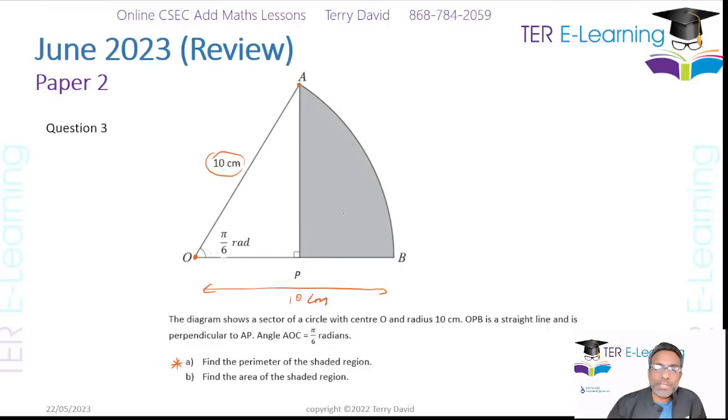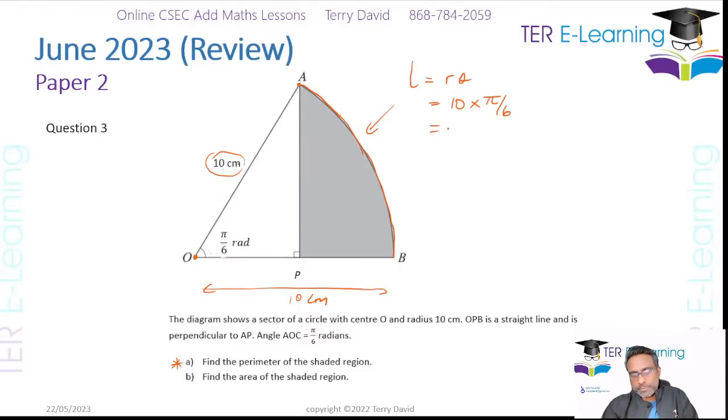So if you want to work out the perimeter of the shaded region, you have to find this curved piece, right? And we know how to find that curved piece. There's a formula: length of arc is equal to r theta. In this case, my radius is 10 and theta is pi over 6, right? So that's 10 multiplied by pi over 6, and you're going to get about 5.24. So this here is 5.24 cm, right? That's that length there.